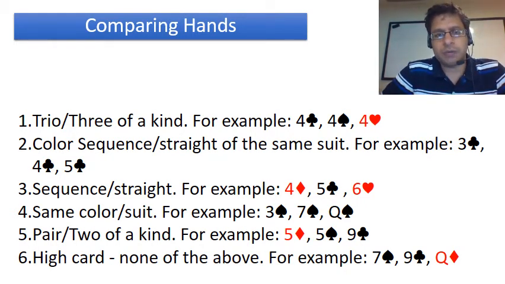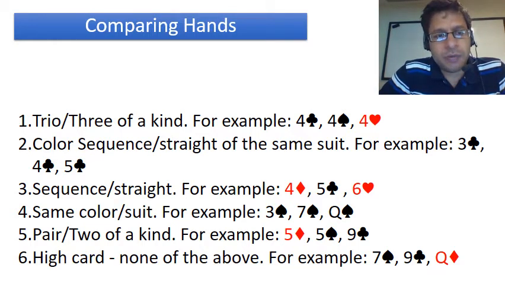Here's the list of categories. The highest category is three of a kind, or trio. It is having three cards having the same number or rank. For example, a four of clubs, a four of spades, and a four of hearts.